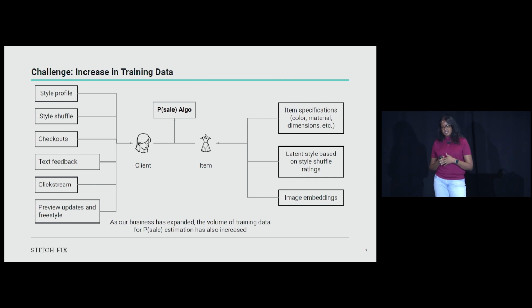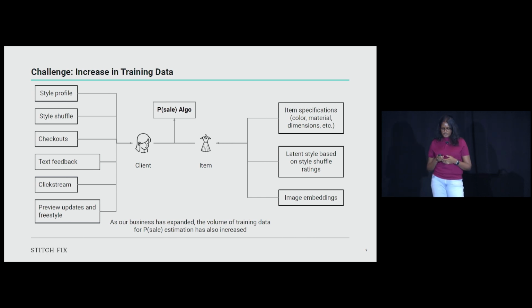And on the item side, in addition to item specifications like color, dimensions, etc., we also have latent style embeddings that we are learning using the style shuffle interface. So we are learning what the latent style is for each item that we are selling that we want to incorporate in our model. And beyond that, we also have image embeddings. Because we have so many images for each item that we want to sell, we can also learn from the image itself what the item is about and what's the right fit for that item, given the clients that we have. So as we expanded, the volume of training data grew beyond what could fit on one GPU.